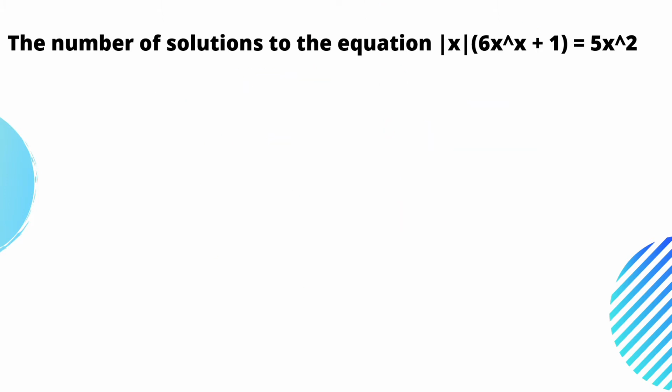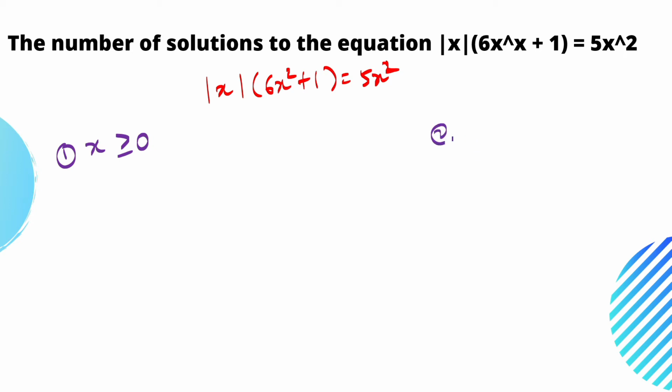Now how can we find the solution for this? The number of solutions to the equation x into modulus of x, let me write it here, modulus of x into 6x square plus 1, this is equal to 5x square. So how can we find out the number of solutions? Now we have two cases. x can be greater than or equal to 0, whereas the second case is x is less than 0.